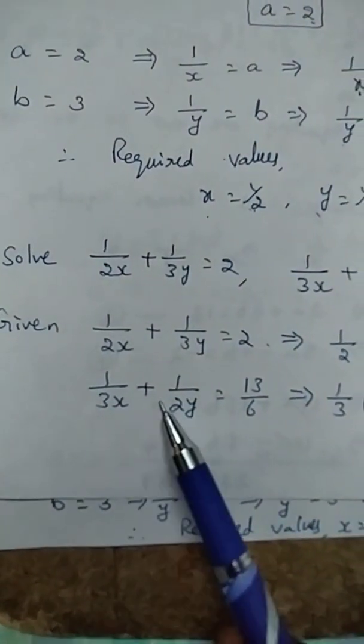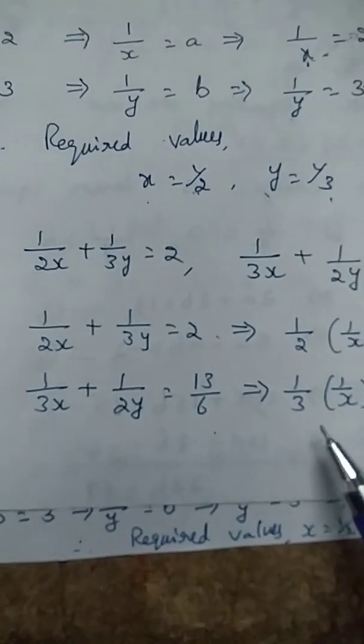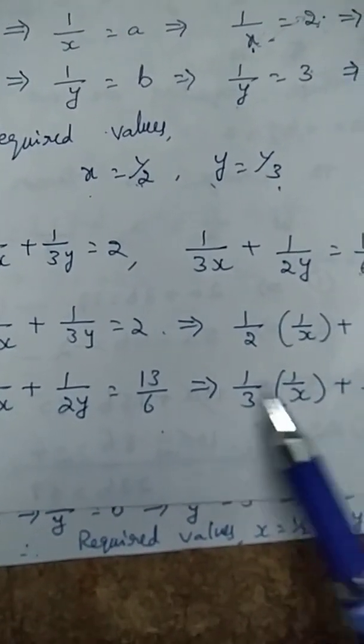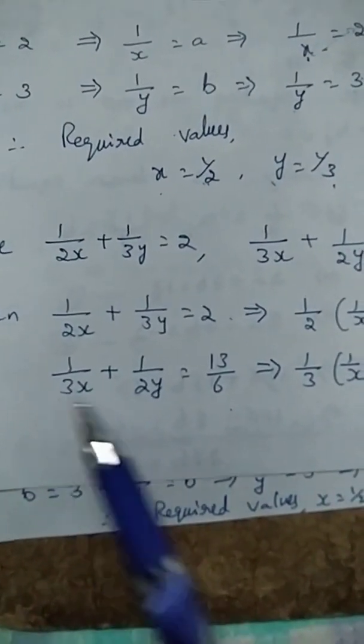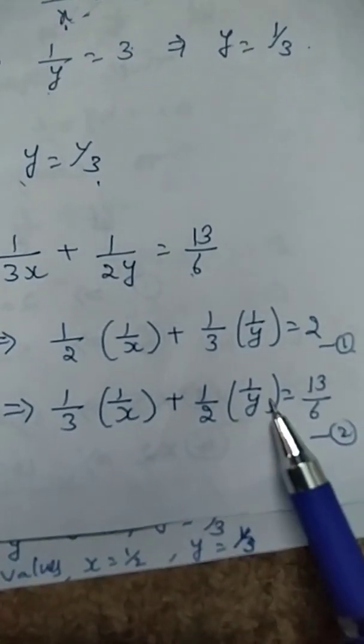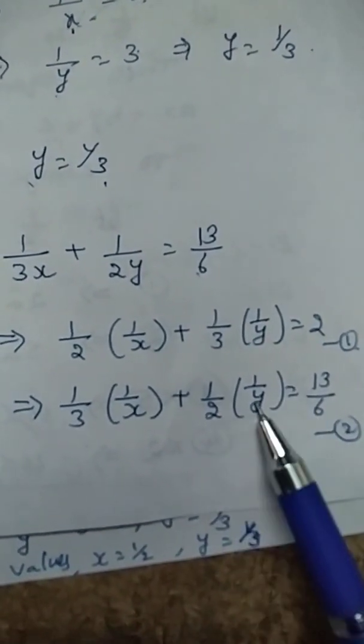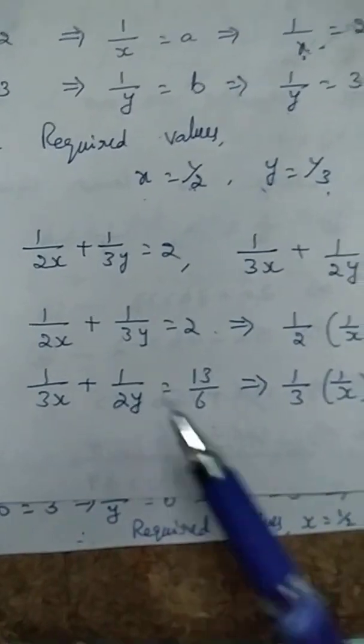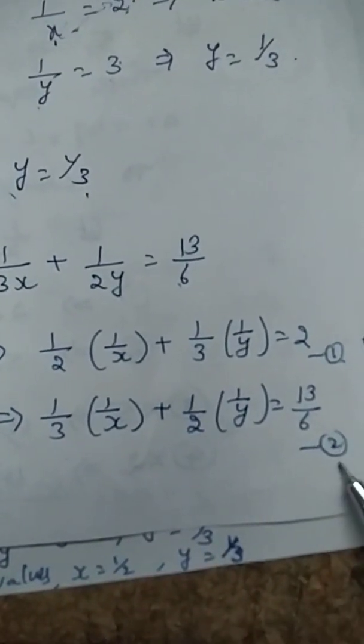Then coming to 1 by 3x plus 1 by 2y is equal to 13 by 6. Change as 1 by 3 into 1 by x. By multiplying these, we are getting the result 1 by 3x only. Plus 1 by 2 into 1 by y. By multiplying this, 1 into 1, 2 into y, 2y, 1 by 2y. Yes, it is to be seen. That is equal to 13 by 6. It is the second equation.